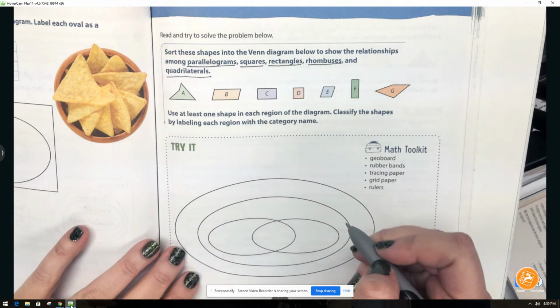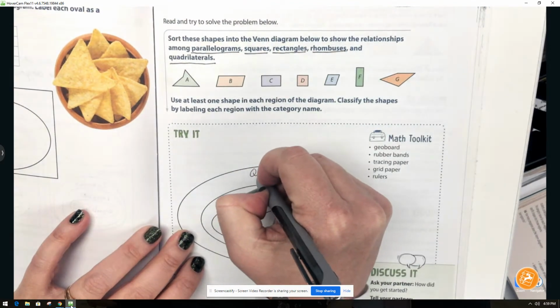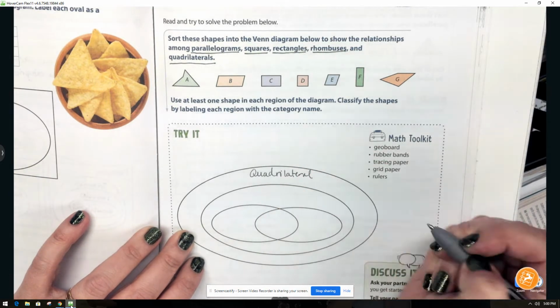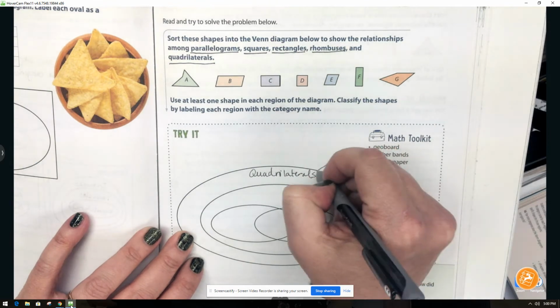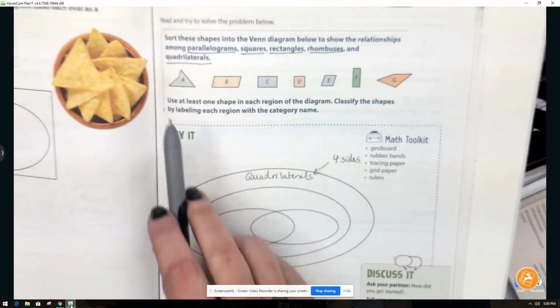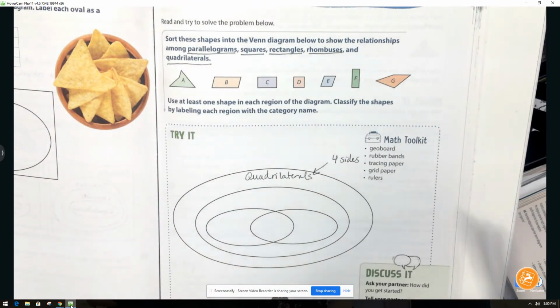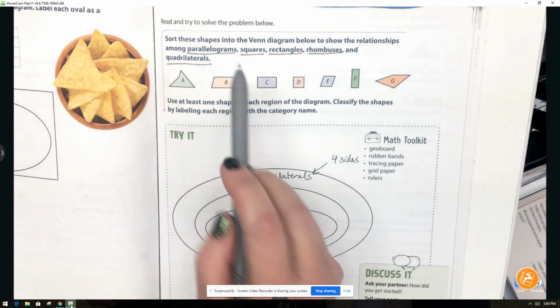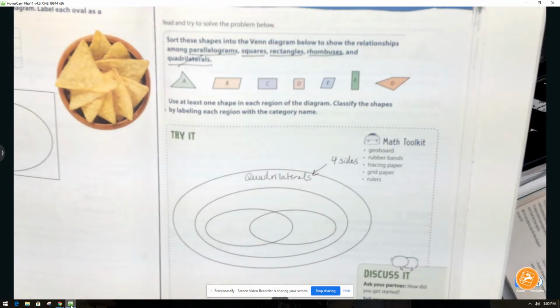So we know that the definition of a quadrilateral is that all quadrilaterals have 4 sides. So right now, if we looked at all of these shapes, we could put all of them into this outer oval because they all have 4 sides. However, a few of them have some more specific attributes that's going to make it go down smaller and smaller. So we know that we've used quadrilaterals, so we're going to go ahead and cross out quadrilaterals.